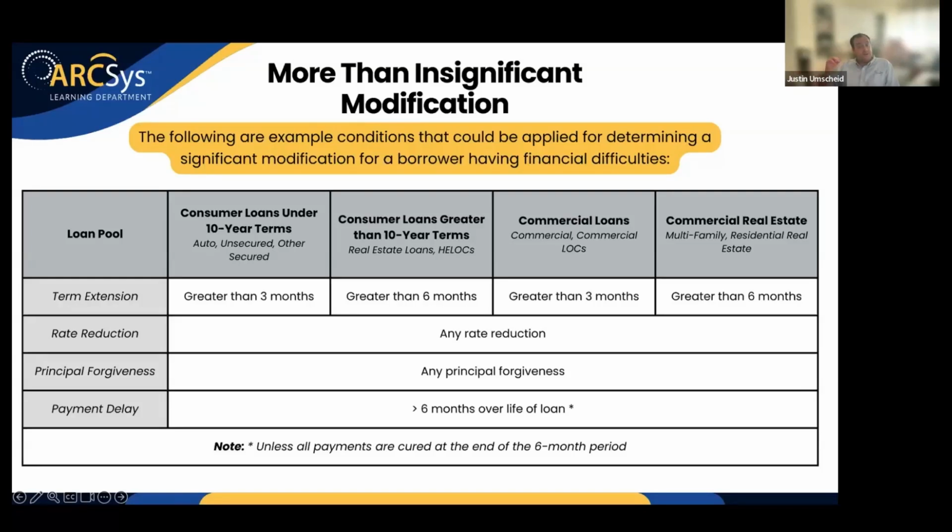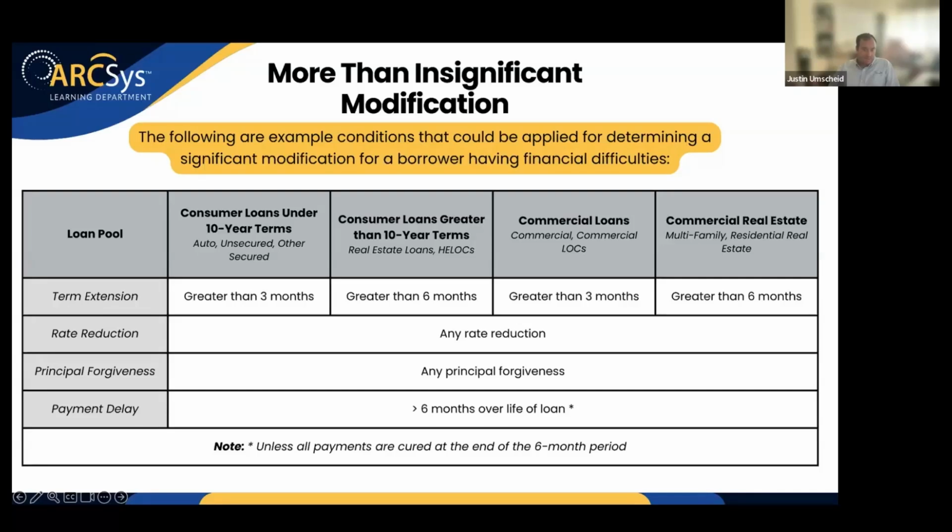Rate reduction. Generally, most rate reductions are going to have a decent impact unless it's very, very small. In this case, we've built this example with any rate reduction considered a more than insignificant modification. Additionally, any principal forgiveness would be considered a more than insignificant modification. And then lastly, payment delay: any payment delays greater than 6 months over the life of the loan.